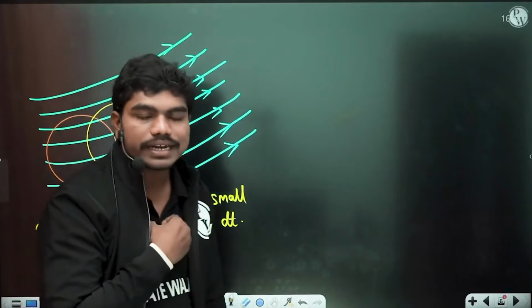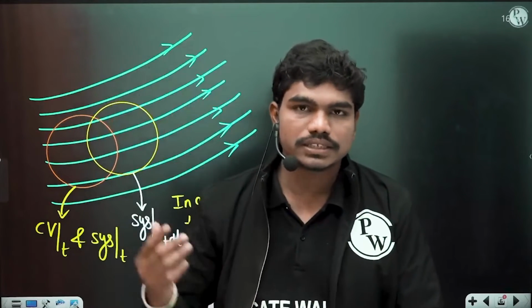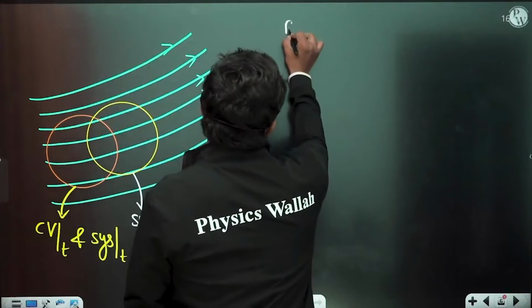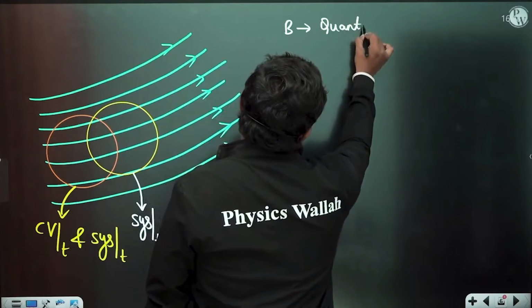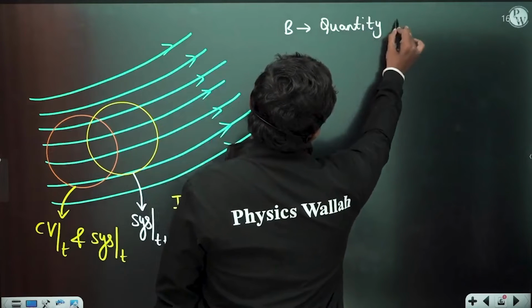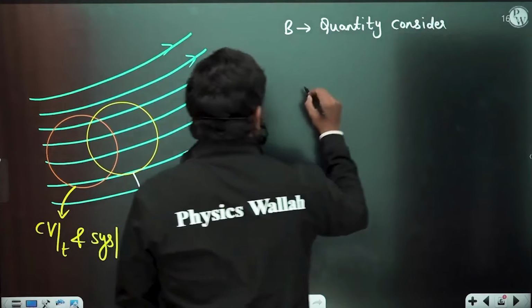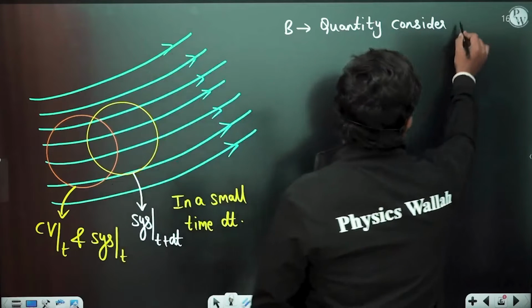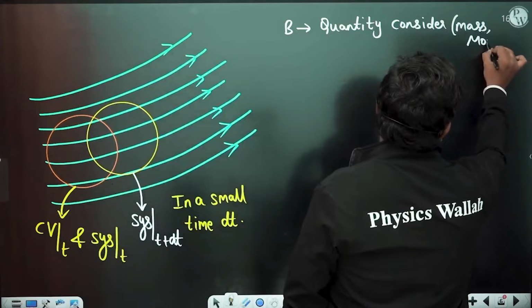Now your idea is to calculate what is the rate of change of any property within this control volume. Okay, so now let us suppose B is the quantity considered of control volume, for example. Any property B is the quantity considered, maybe like mass, momentum, whatever you see.